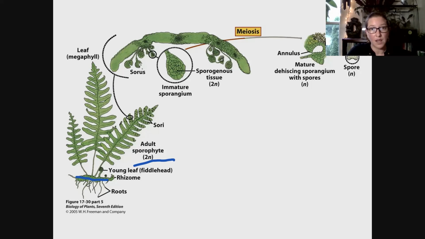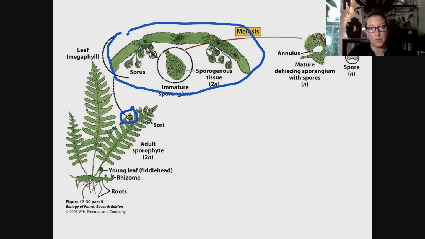Our leaves are megaphylls, a leaf with more than one vein. On the bottom of those leaves are clusters of sporangia called sori. You can see them here. Each of those dots is a sorus, one sorus, many sori. Now we're going to look closely right there, and that's what this is showing us here, close up.